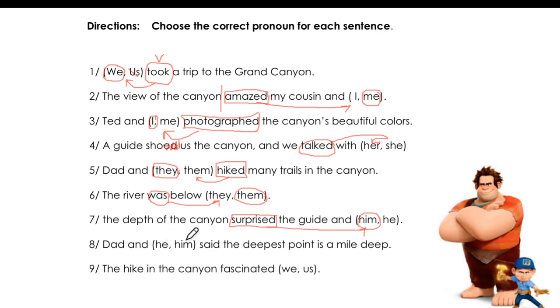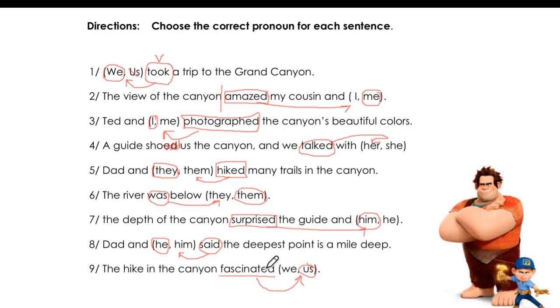Dad and he or dad and him said the deepest point is a mile deep. Action is said. Before the action verb, we use subject pronouns, right? So which one is subject pronoun, he or him? He. Dad and he. The hike in the canyon fascinated we or fascinated us. Again, action verb is fascinated. Fascinated we or fascinated us? Us. Object pronoun after the verb.